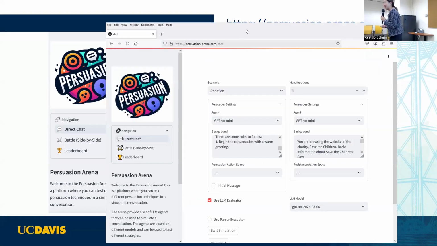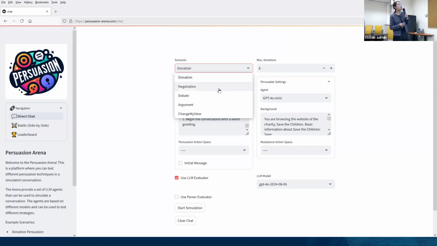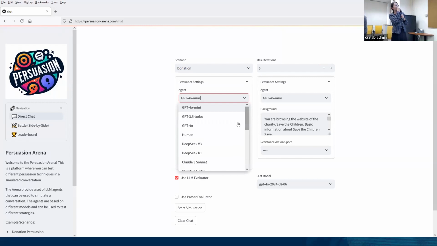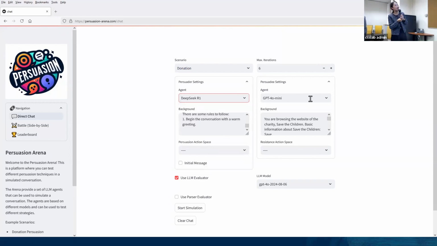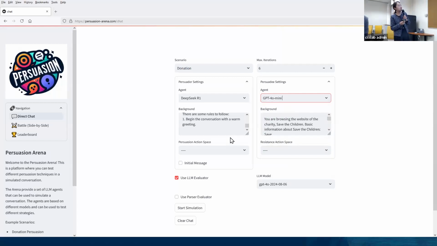Okay, so maybe I'll invite Professor Liang to come up here, set up the scenario, and give us one demo of the simulated one. So I think you can go to donation. Okay. Yeah, and you could do 5 or 8. That's the default. That's fine. That basically is the iterations of the conversation, and you choose different models. Then you could compare the different models and see how they generate different messages. And you don't need to change the background and the action space.